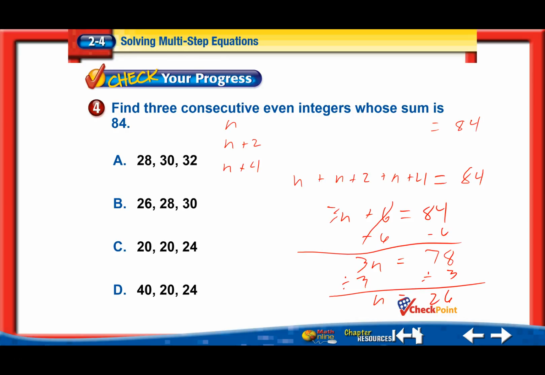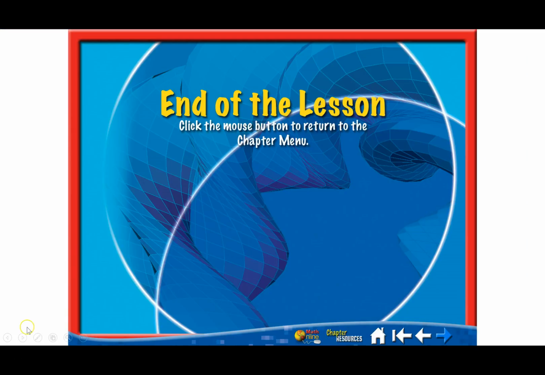Okay, again, not done. 26 is the first one. So if n equals 26, it'll be 26 plus 2 equals 28, and then 26 plus 4 equals 30. So 26, 28, 30 would be my answer. And that's all she wrote.